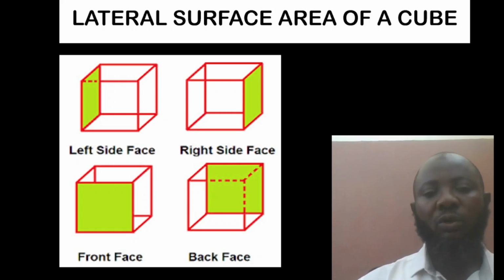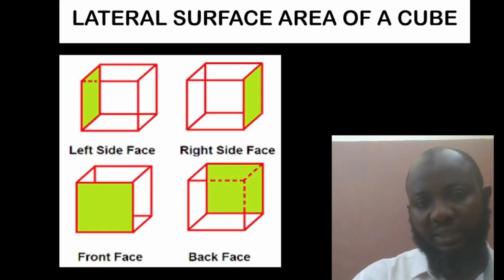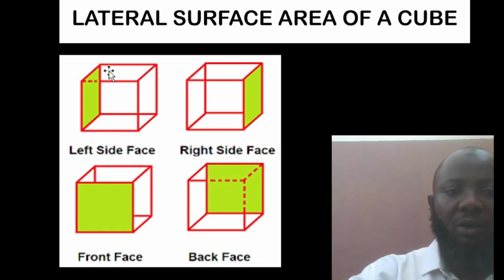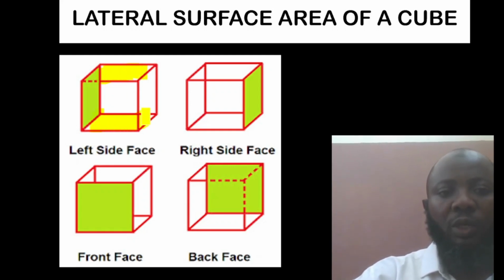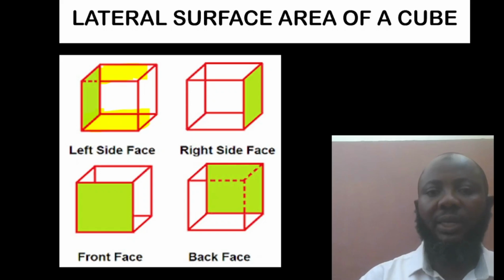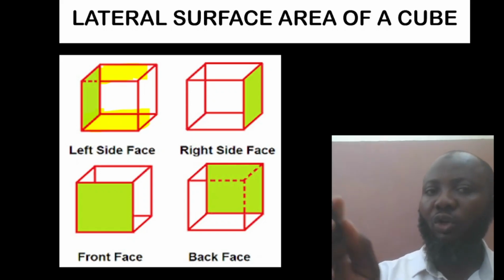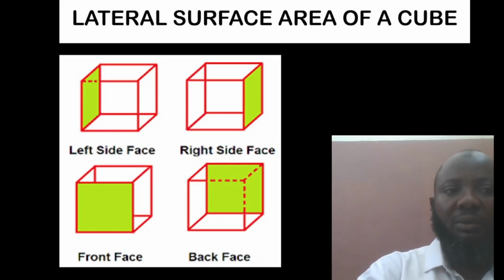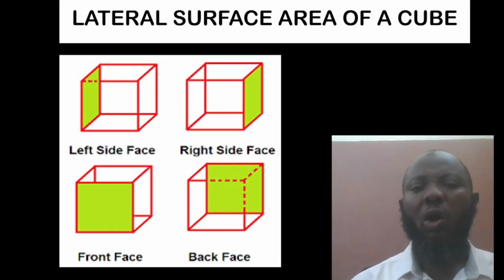So which means we are only looking for the area of the sides, but we are not going to look for the plane area of the top and the bottom. We are only looking for the area of the remaining 4 sides: the left side, the right side, the front side, the back side. So anything beyond that will change from lateral. That is what is referred to as lateral surface area of a cube or of any shape.